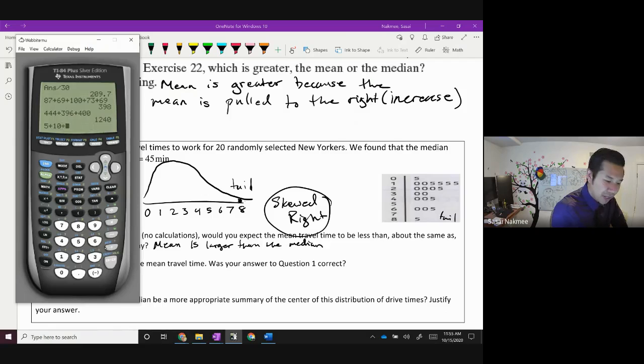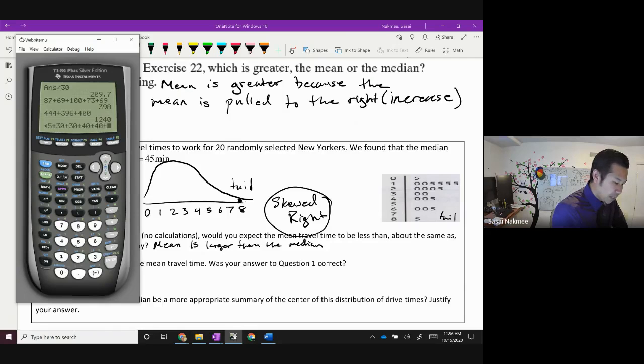How many 10s are there? There are 2 of them, so I have to add 2 of them. And then there are 4 15s: 1, 2, 3, 4. And then I just keep doing this for all of them. Let's do 20 here: 1, 2, 3. And then there's a single 25. There are 2 of them that have 30-minute travel times, and 2 that have 40-minute travel times.